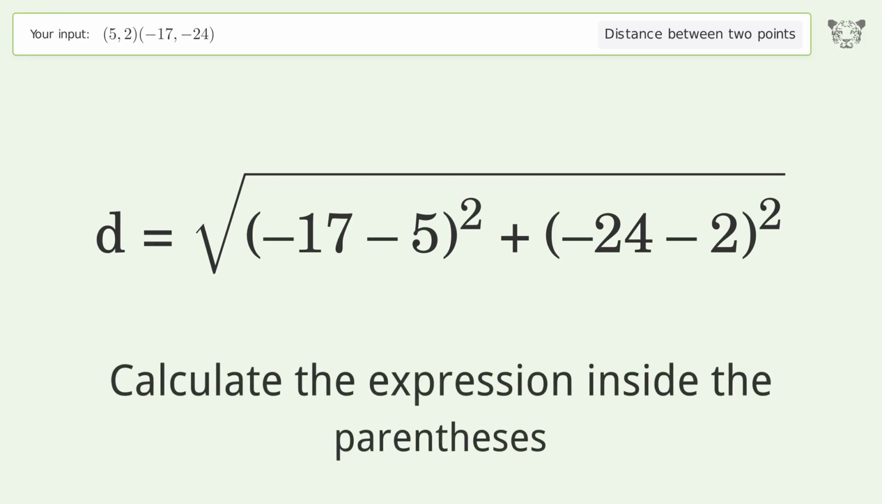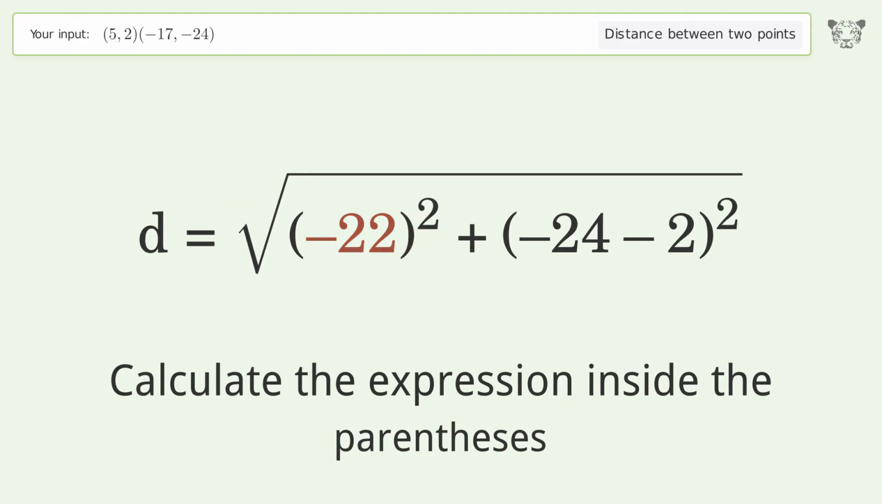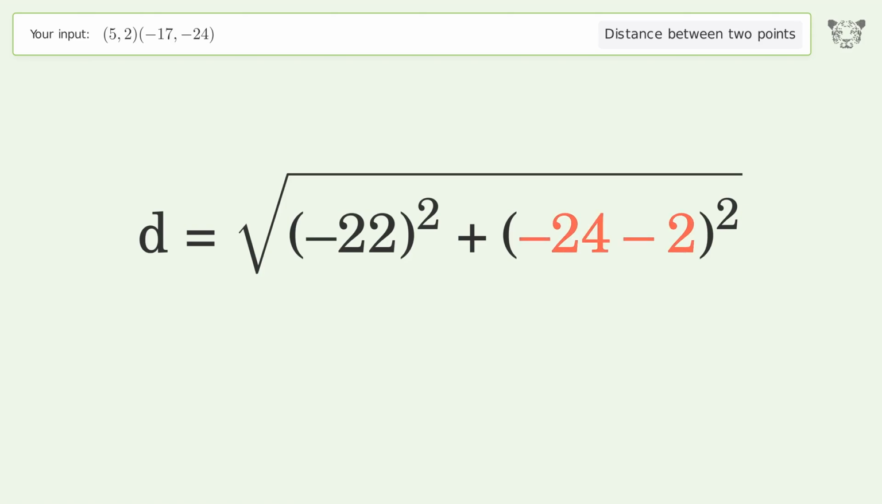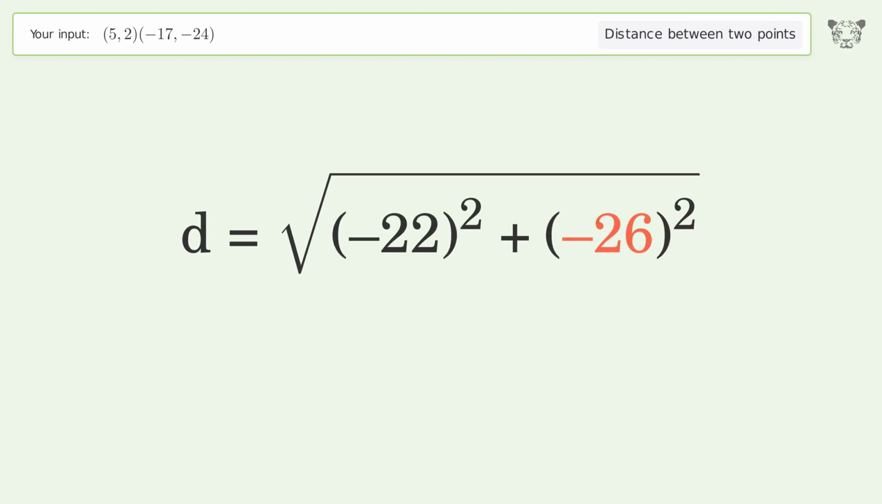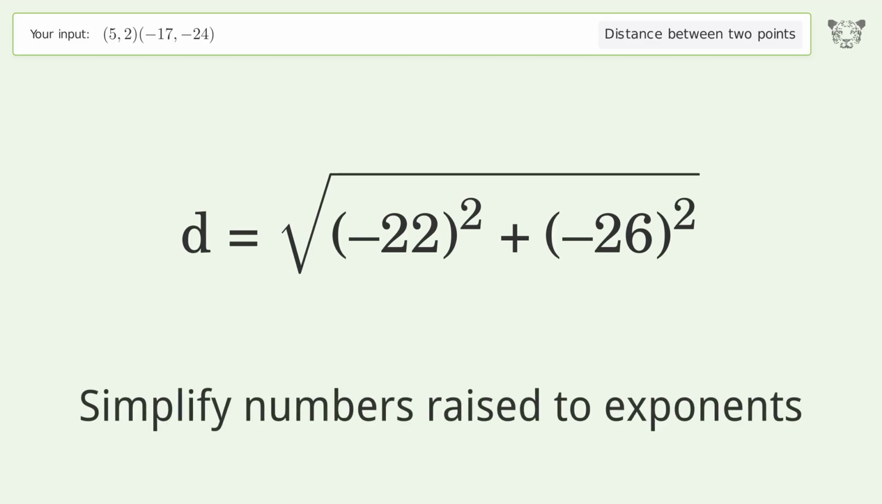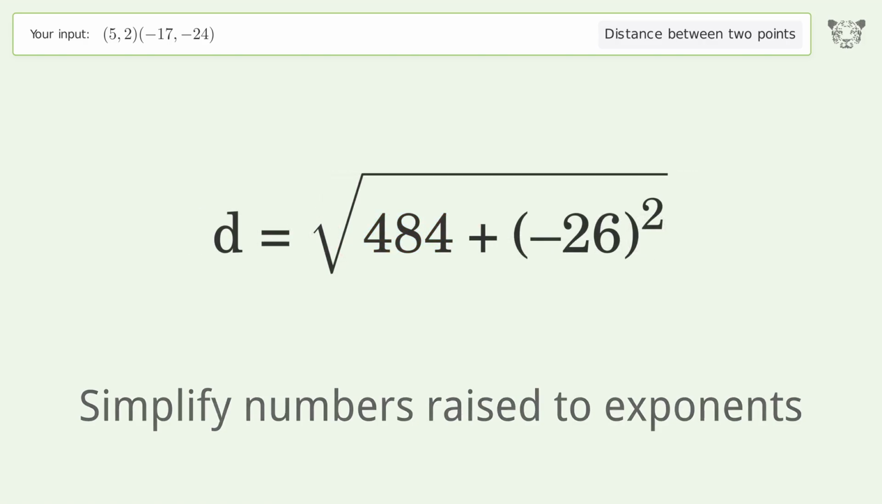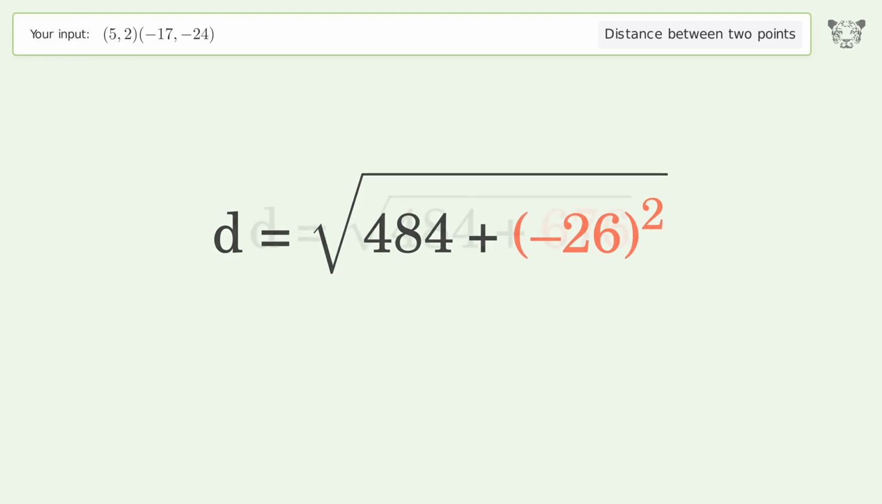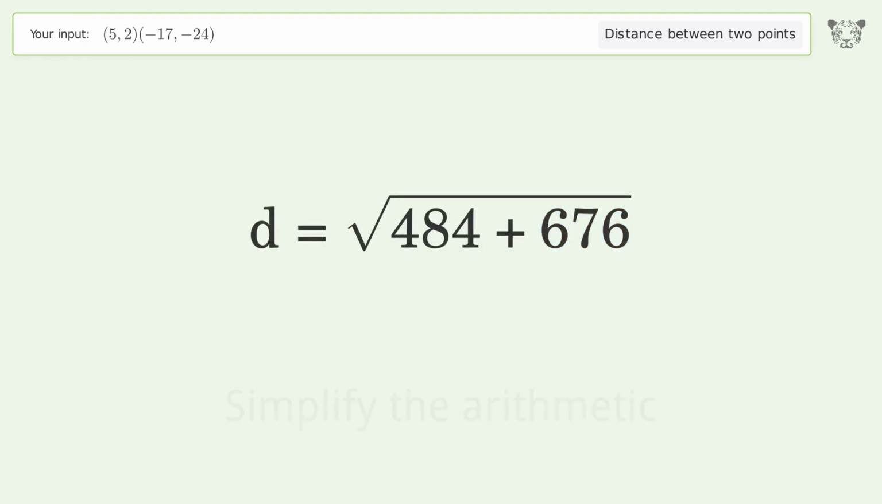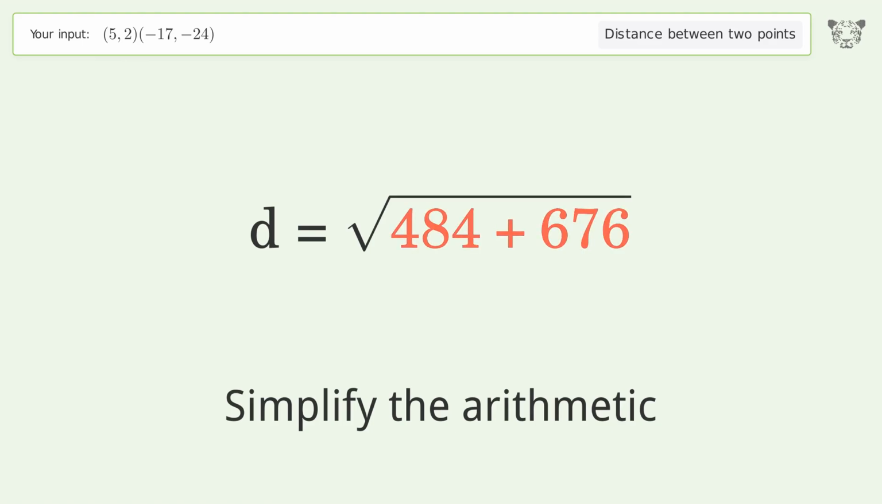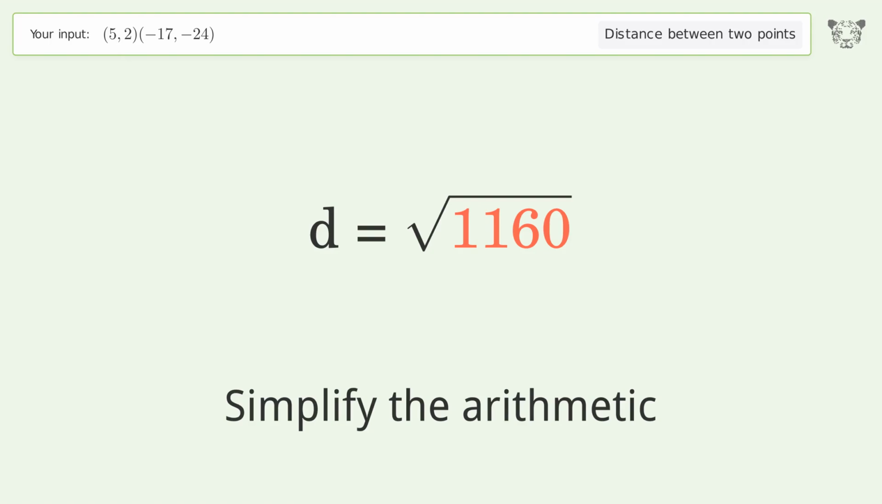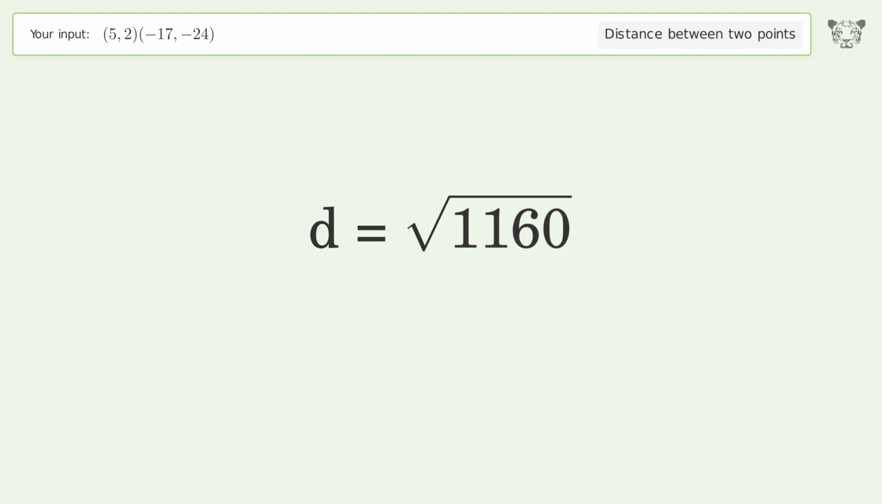Calculate the expression inside the parentheses. Simplify numbers raised to exponents. Simplify the arithmetic. And so the distance between the 2 points is the square root of 1160, or 34.059.